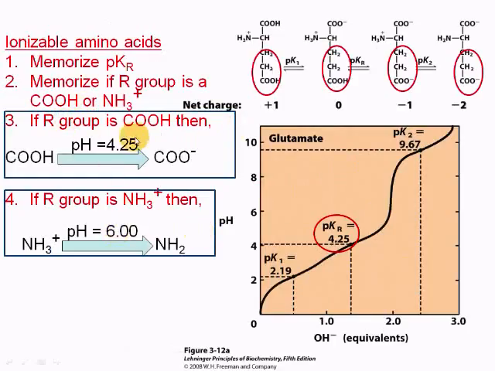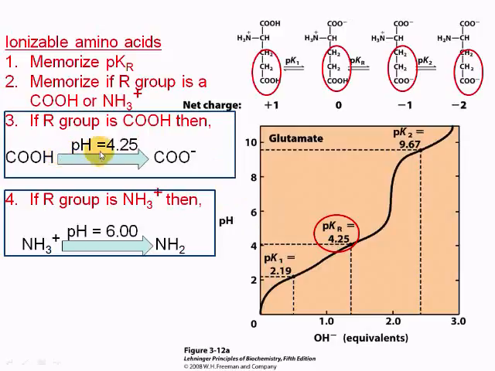Earlier in this slide, I talked about carboxyl groups on the actual amino acid. And now we're going to be talking about the carboxyl group on the R group. And so remember, on certain R groups we have carboxyl groups, on certain R groups we have amine groups. If an R group is a carboxylic acid, if it's COOH, then the pKr in this case is 4.25. Okay, so glutamate is 4.25.